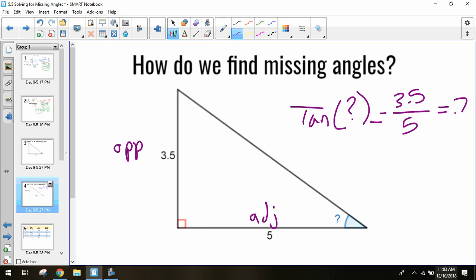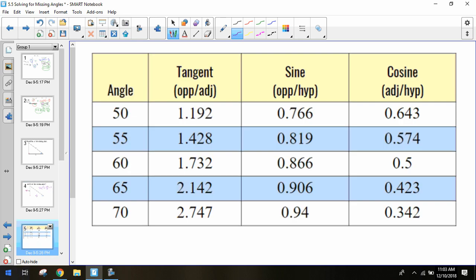So what they used to have is a big sheet with all these tangents, cosines, and sines. So angle 50, tangent is 1.192, sine is 0.766. And then you'd be able to see, okay, I have 1.732. Looking at that, that means my angle needs to be 60 degrees. They used to have these big sheets that you would flip through to circle and find your number. That's still a lot of work. We don't want to add to that.